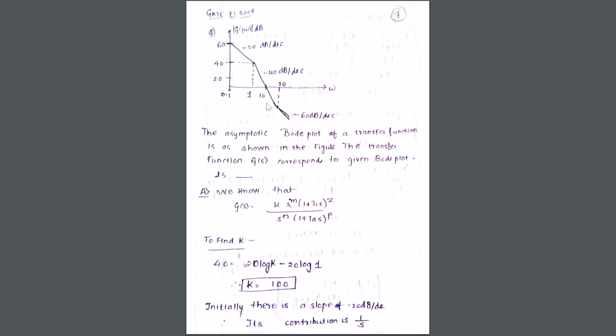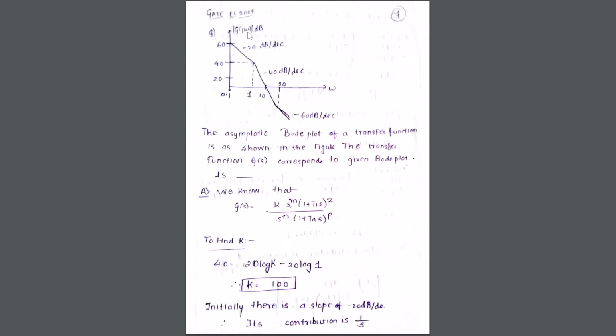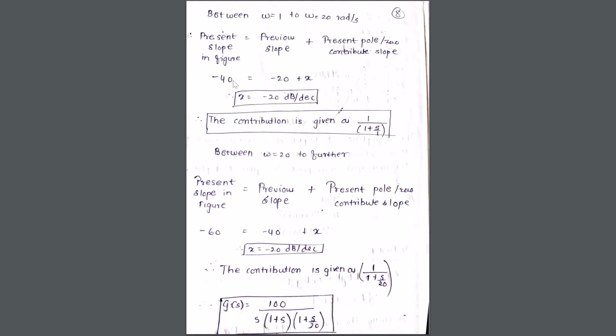Next, after my omega frequency is 1, minus 40 is given to me. So what I'll do is use my formula which you have: present slope is equal to previous slope plus the present contributing slope. So what is my present slope in the question? Minus 40. Hence I'm writing minus 40 over here.